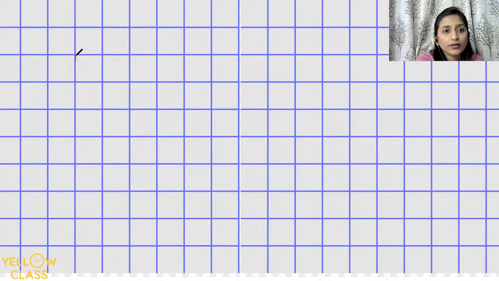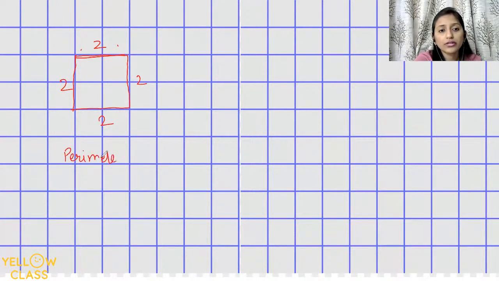Let's see for a square. So a square always has equal sides, right? Correct. So what is its perimeter? See, this is a 2 by 2 square. So its length is 2. This is 2. This is 2. And this is 2. Perimeter means I need to move along its boundary, like tracing.